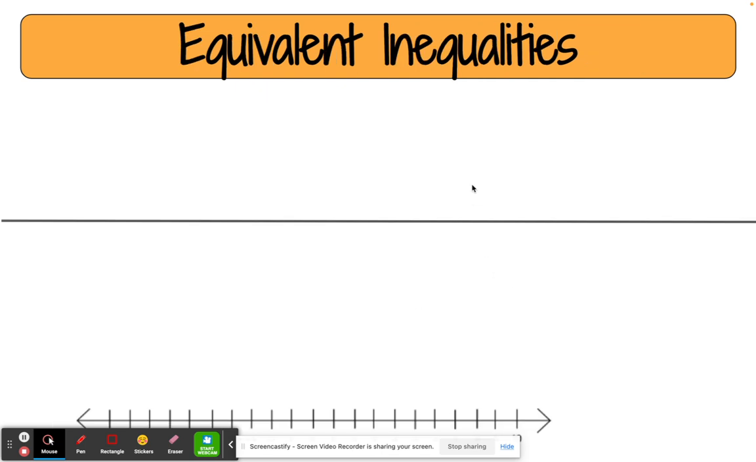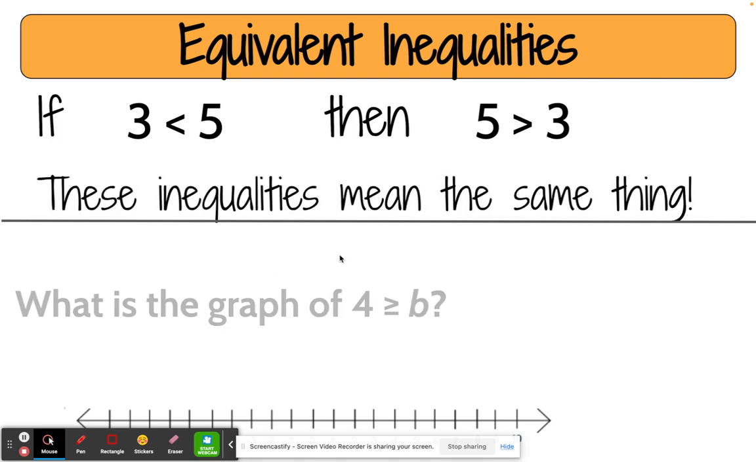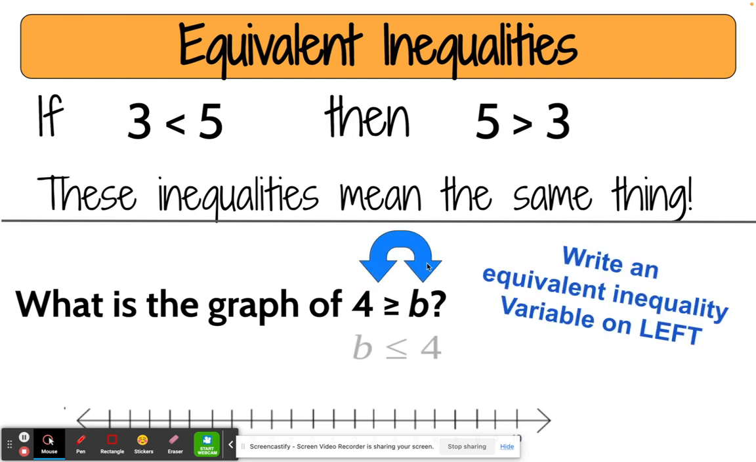I want to talk a little about equivalent inequalities. These mean inequalities that mean the same thing. We know that 3 is less than 5, correct? And 5 is greater than 3. These are the same thing. They mean the same thing. Therefore, if you see 4 is greater than or equal to b, that is the same thing as b is less than or equal to 4.